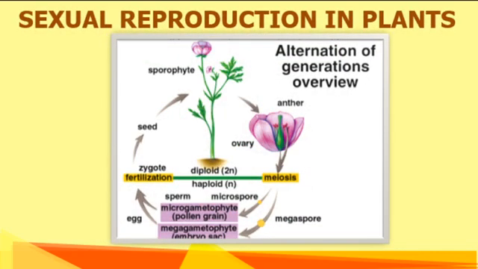Next, let's have another picture of the alternation of generations overview. So again, the sporophyte, the diploid sporophyte generation will give rise to our haploid gametophyte generation.